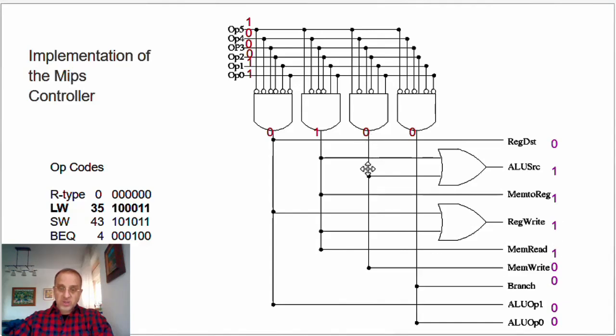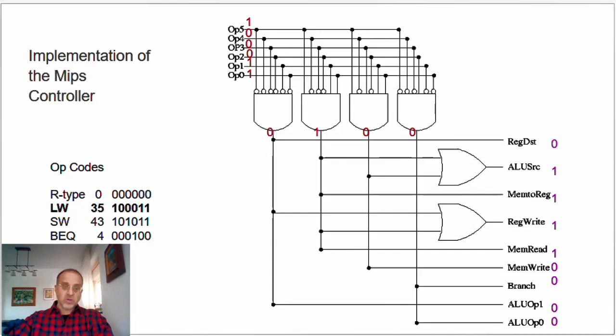And the rest are going to be 0. The 0 from this last one is going to come into branch. And ALU operation 0 will be 0 because of this one. What about ALU operation 1? Well, that's from the first one, and that's also 0. So we're going to get exactly this output, which is what we wanted. Let's do another example. That's load word.